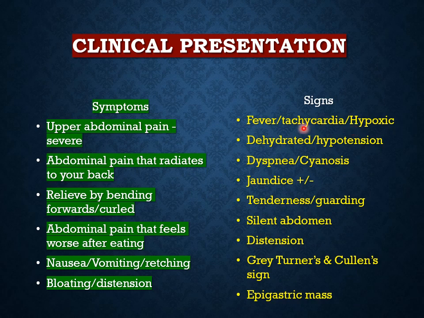The signs, on the other hand, may be fever, tachycardia, dyspnea. In severe cases, the patient can be hypoxic, can be cyanosed. Jaundice may or may not be present. Tenderness and guarding in the upper abdomen, especially epigastric and umbilical areas. A silent abdomen with absent bowel sounds. An abdomen that is distended due to gas or fluid. Grey Turner and Cullen signs, features of ecchymosis in the abdomen, and an epigastric mass.